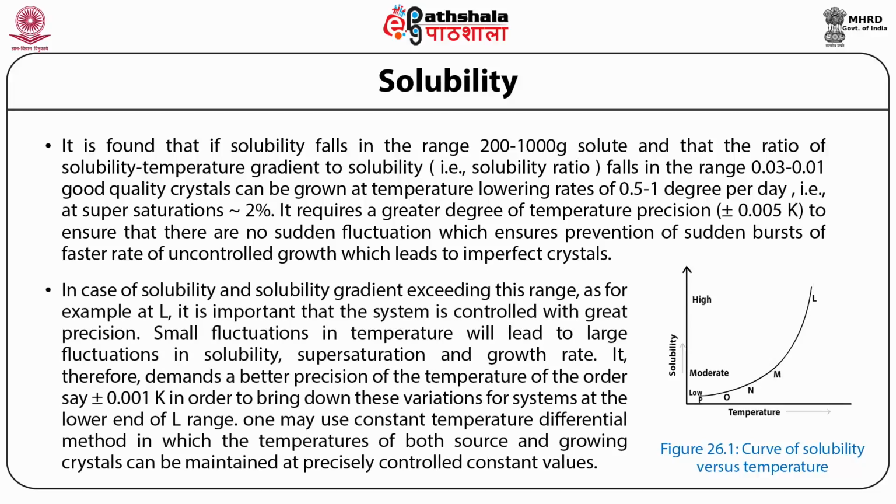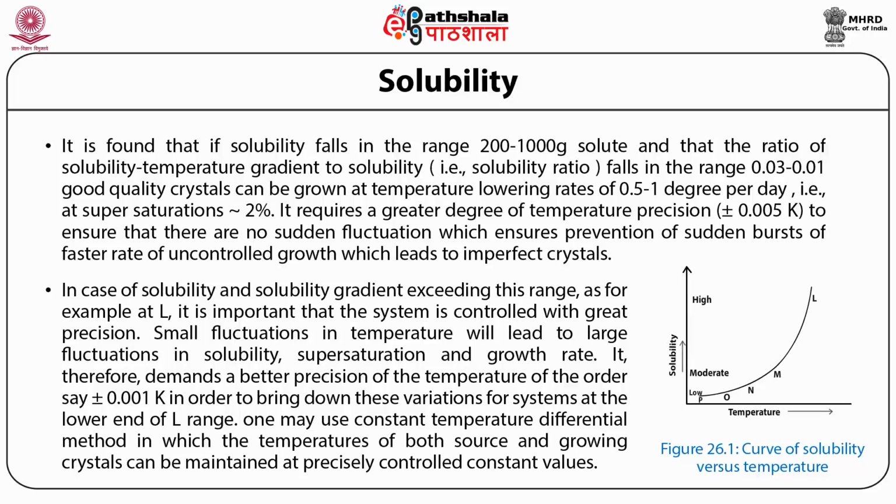In case of solubility and solubility gradient exceeding this range, as for example at capital L, it is important that the system is controlled with great precision. Small fluctuations in temperature will lead to large fluctuations in solubility, supersaturation, and growth rate. It therefore demands a better temperature precision, of the order of, say, plus or minus 0.001 K, in order to bring down these variations for systems at the lower end of the capital L range.